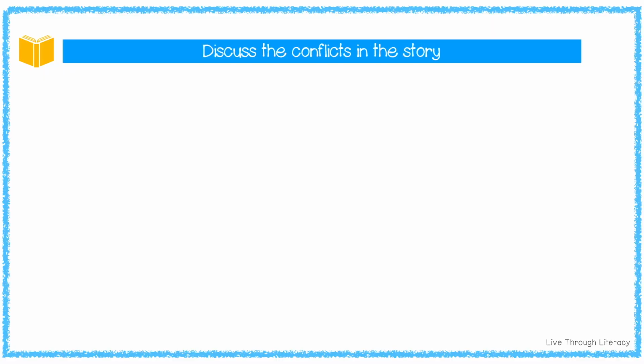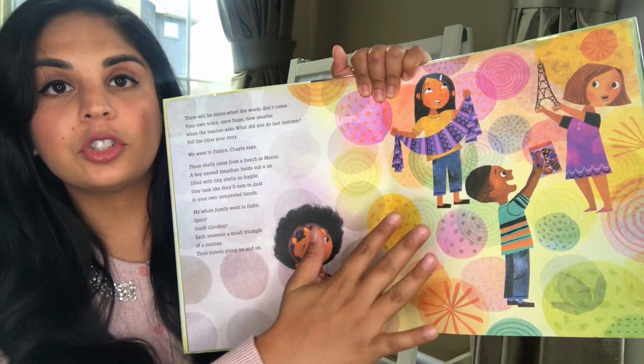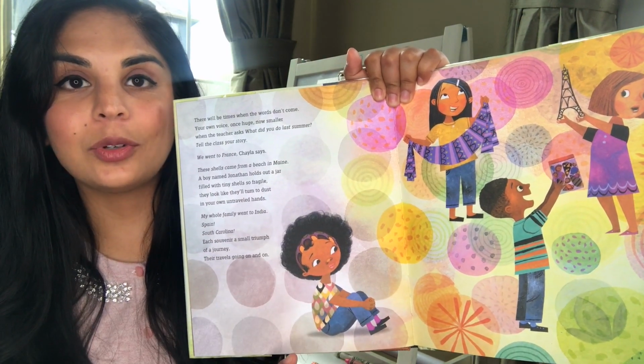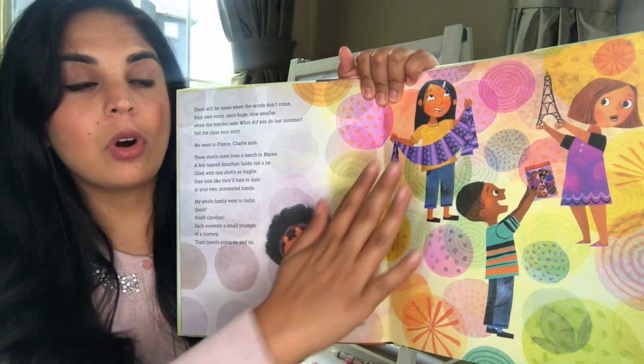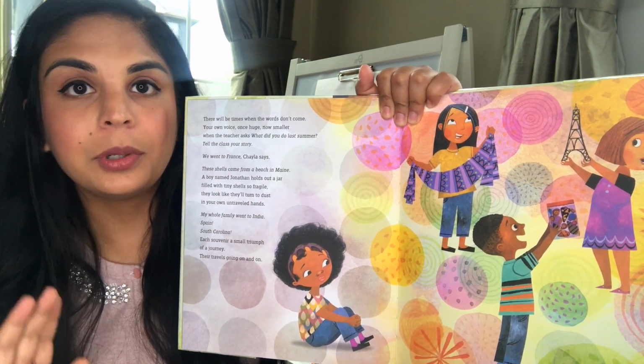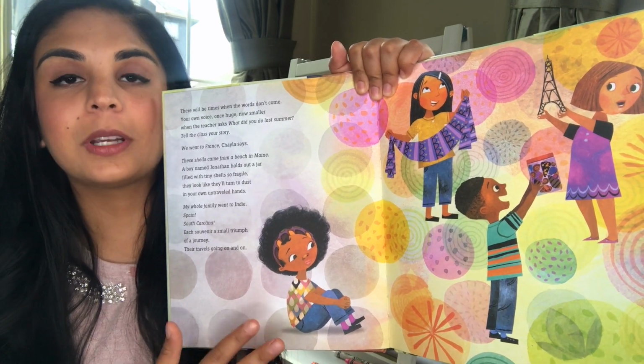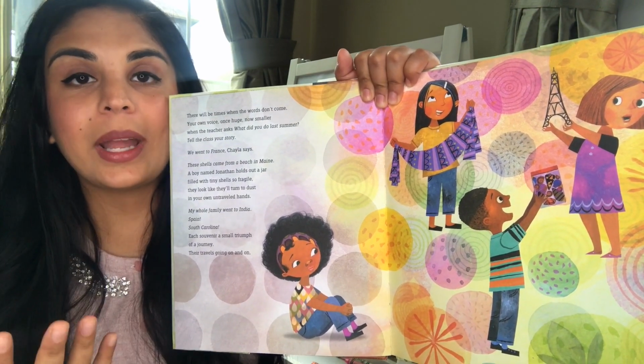Specifically ask questions about where this conflict is coming from. Is it coming from another character, or is it more implicit within society's expectations? And that's the example I'm going to show you. So in The Day You Begin on this page, the teacher has just asked the students what they did over the summer. And all of these kids are talking about all the different places that they traveled to. And as they're speaking, this girl is feeling a little self-conscious because she realizes that she didn't go anywhere over the summer.